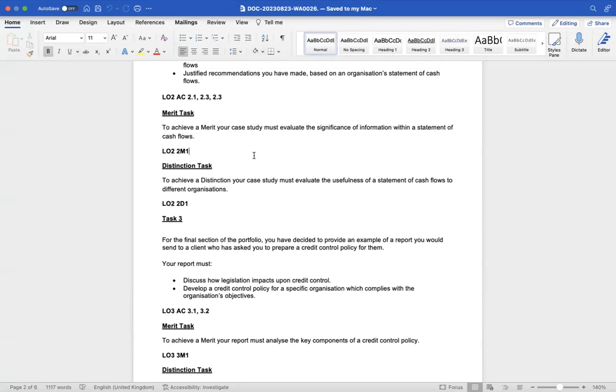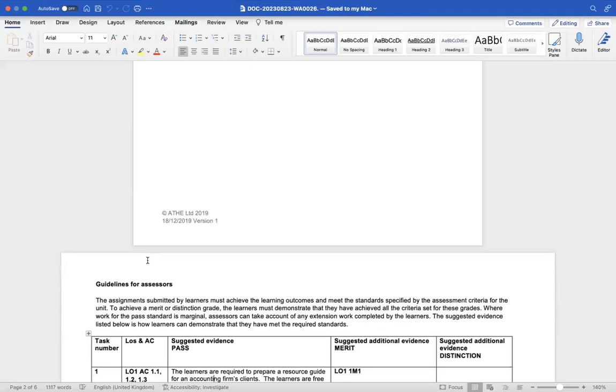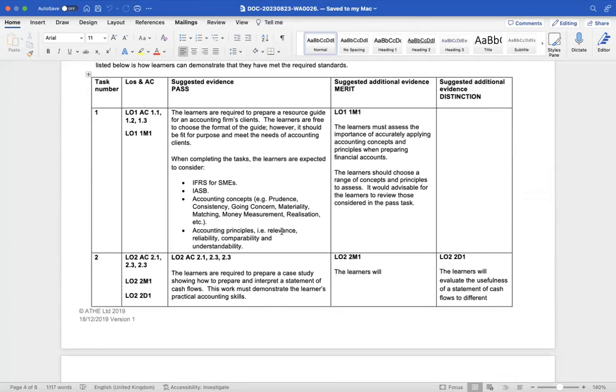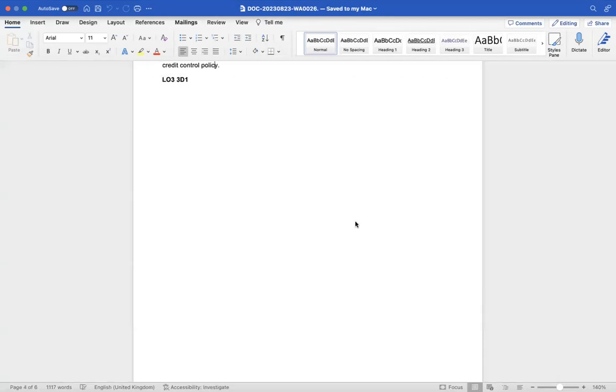While you're working on your assignment, always read your task requirements carefully. Once you have completed task one, review it, then go to task two, and then go through to task three. And also always read your requirements here. You can see the criteria: pass, merit, and distinction.